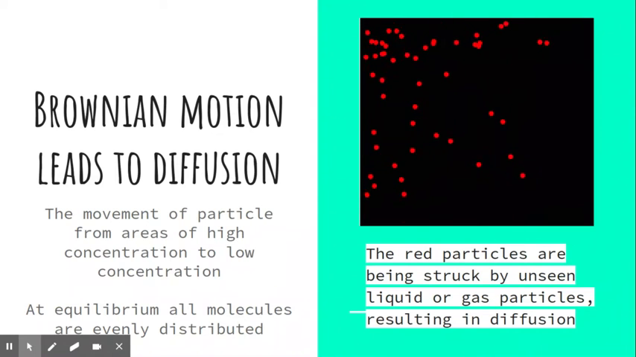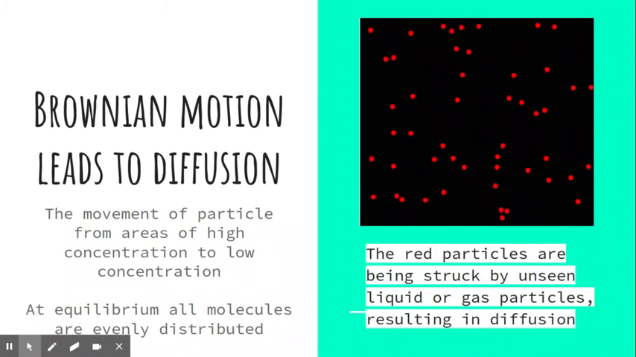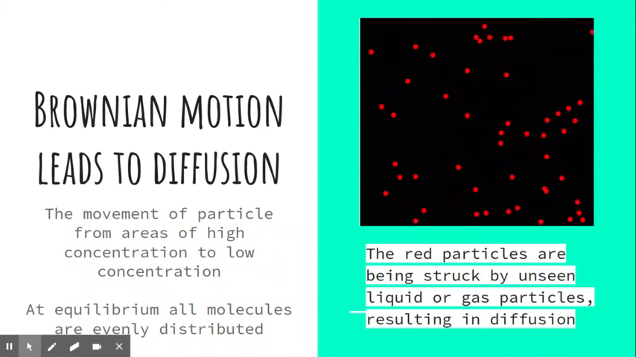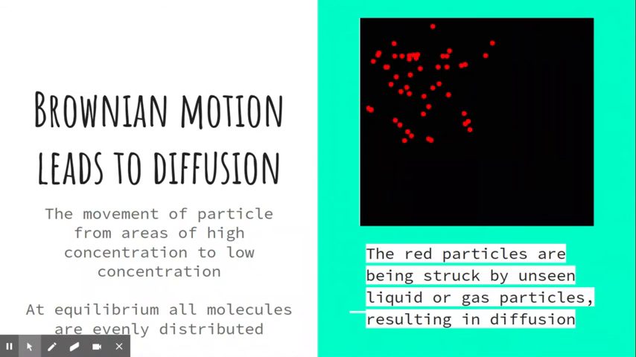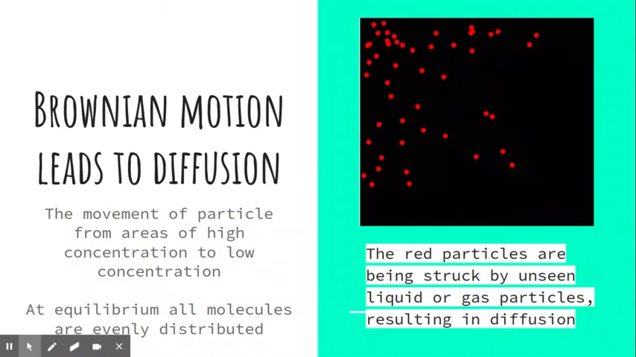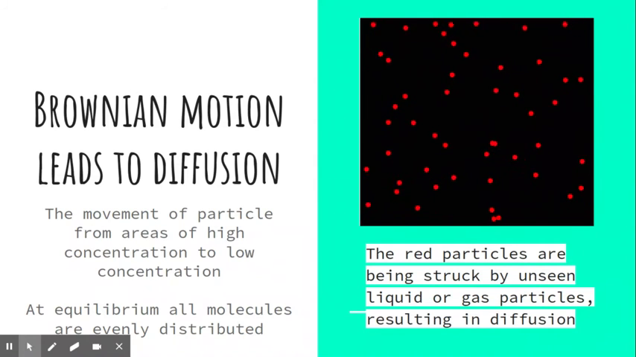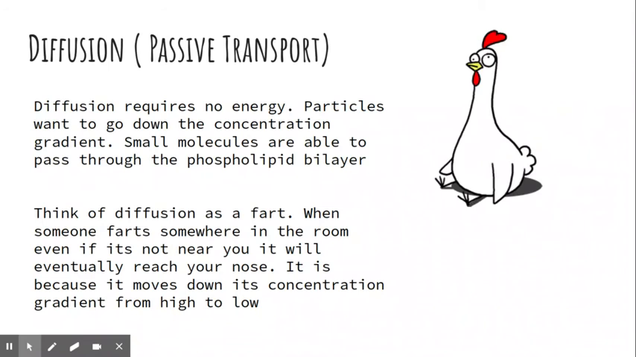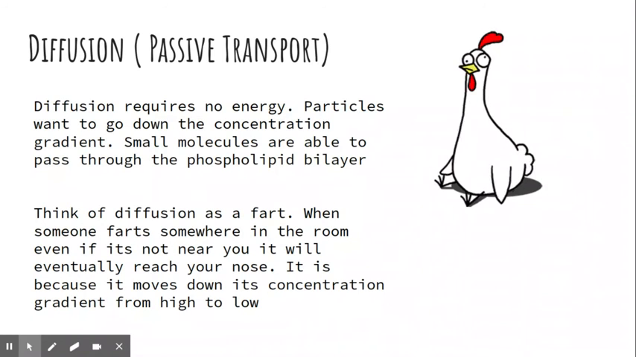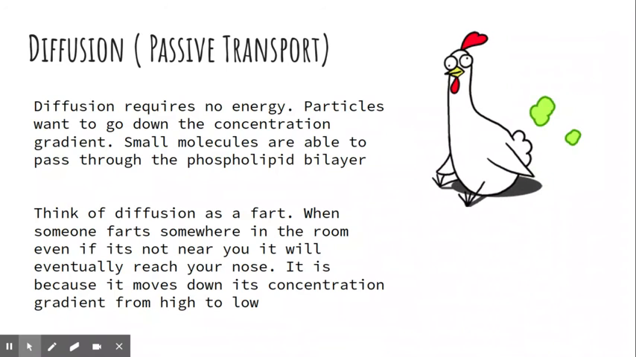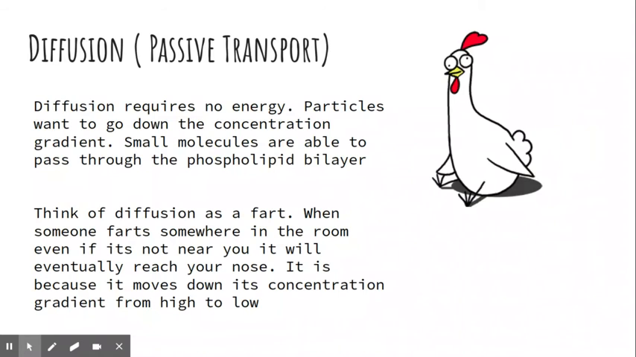So if you see what's happening in the picture here, those red particles are being struck by an unknown force. And when they are, they scatter because they want to move away from each other to find a space that they're comfortable in. So this results in what we would call diffusion, movement from high concentration to low concentration. So diffusion is one of our passive transports. And what it is, it requires no energy at all. So particles move down their concentration gradient. Remember, down means from high to low.